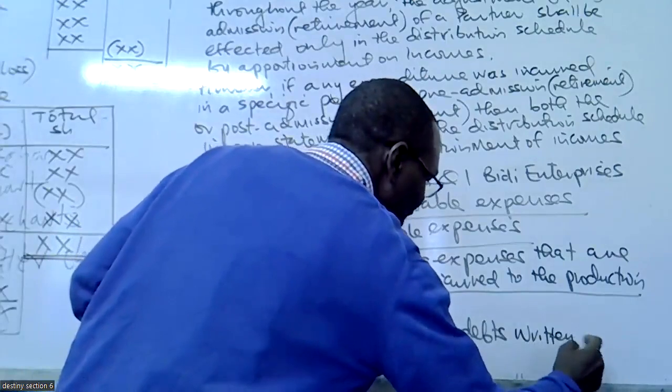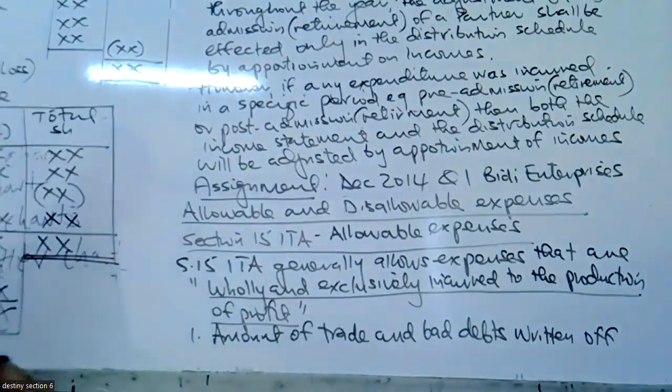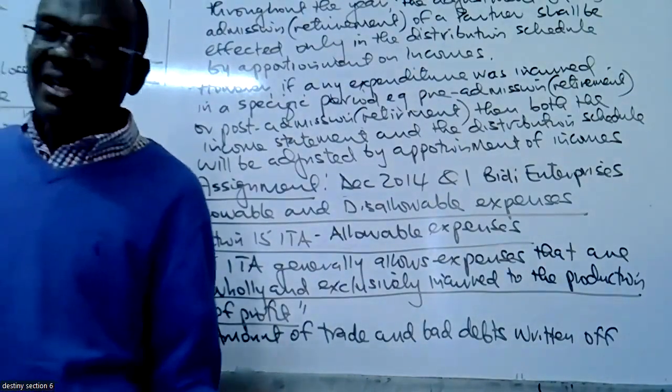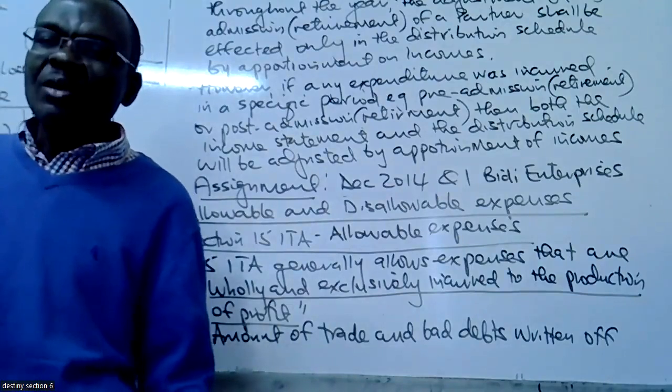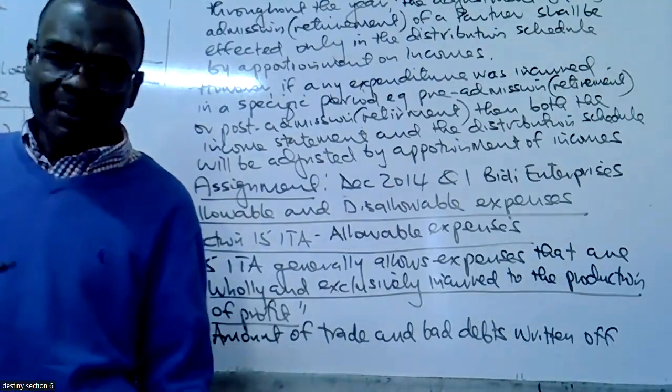The amount of trade bad debts written off. That's our first expense under Section 15 of the Income Tax Act. Please note, we are saying trade bad debts. And we'll give an example.